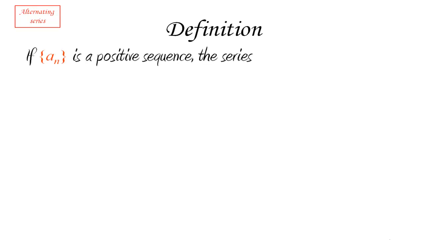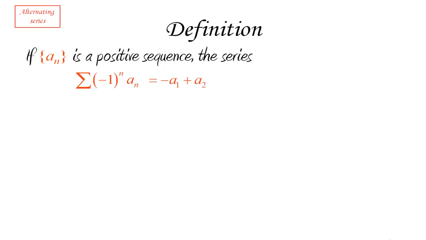Let me start by giving you a definition. The definition is as follows. If we start from a positive sequence, then the series obtained by not just adding all the terms, but adding them in with alternating signs, the negative 1 to the power n, will produce positive or negative 1 according to whether n is even or odd.